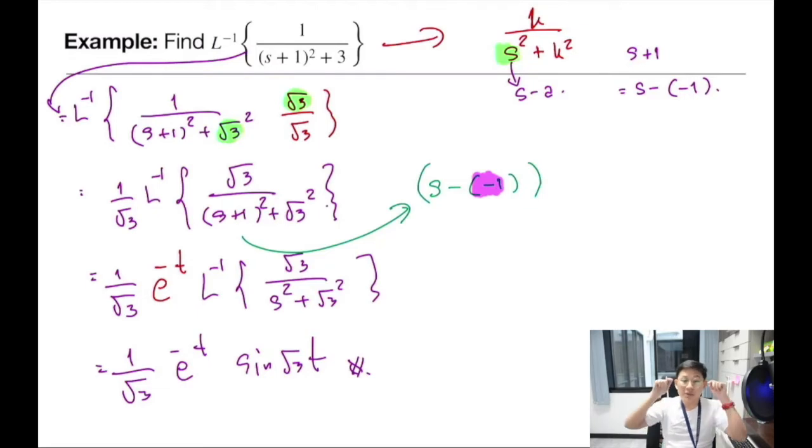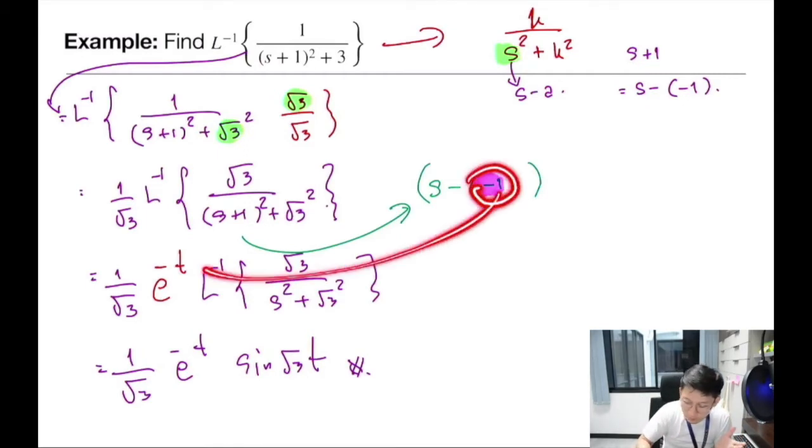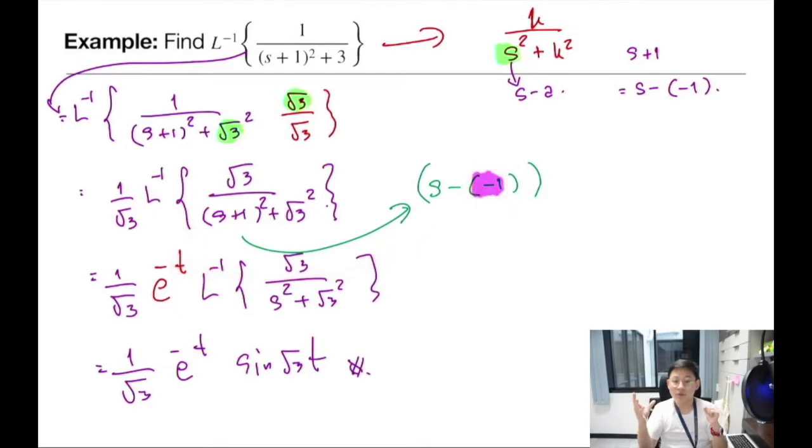First, you need to be able to identify the original form. And then you shift it out, right? You pull this minus 1 out of the Laplace transform using the first translation. And then this reduces to the form that you already know.